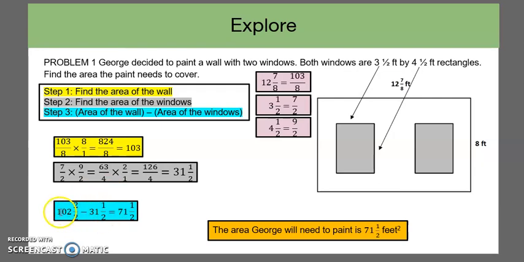So here, when we subtract the whole numbers, 102 minus 31 gives us 71. And when we're subtracting fractions, the denominators stay the same, while we subtract the numerators. 2 minus 1 gives us 1. Therefore, the area George will need to paint is 71 1/2 feet squared. And don't forget about the squared because we are talking about area, and that is very important when we're talking about our units. Next, we're going to be looking at problem number 2.